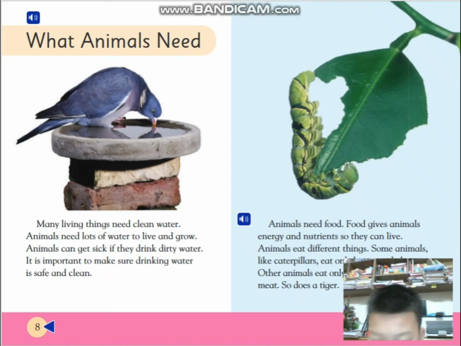Animals need food. Food gives animals energy and nutrients so they can live. Animals eat different things, like this caterpillar, an animal that eats plants, like leaves. Some animals, like caterpillars, eat only leaves and plants. I told you earlier. Other animals eat only meat. A lion and a tiger eat meat.